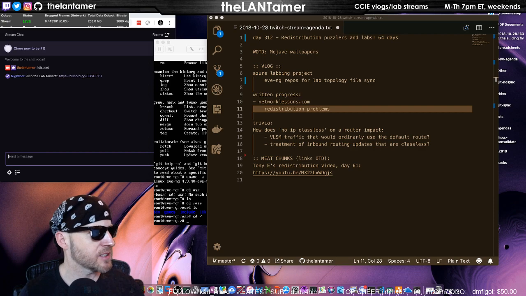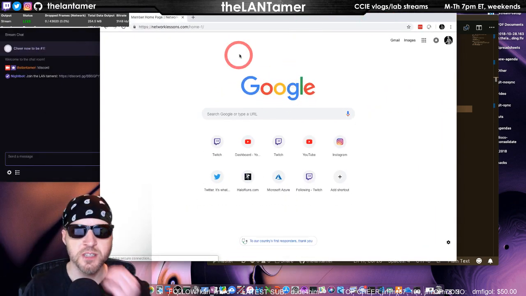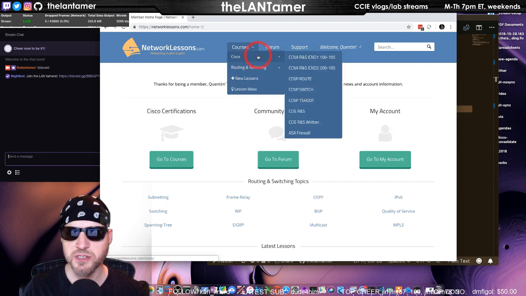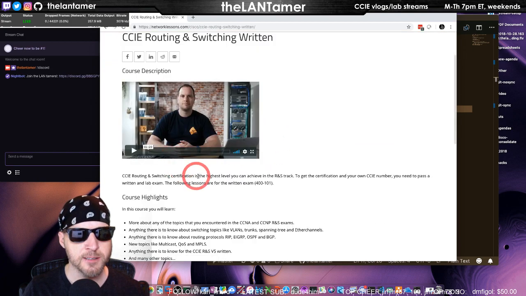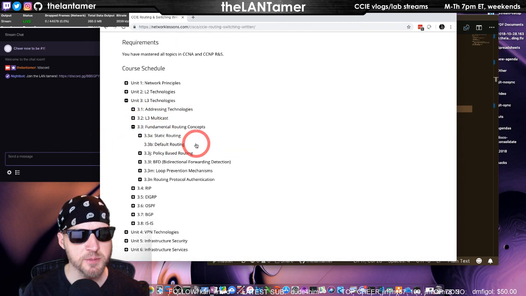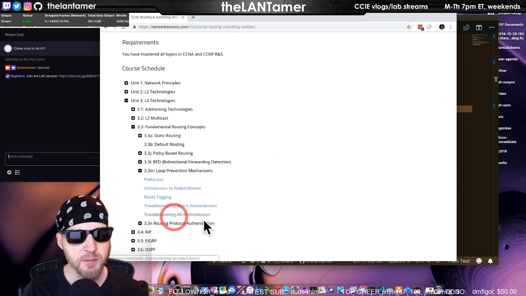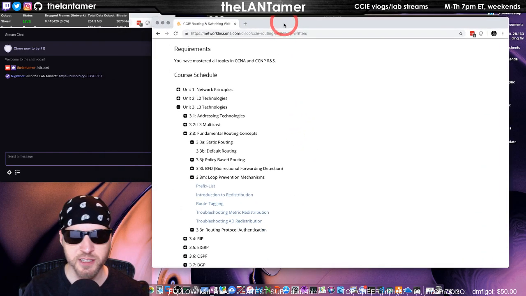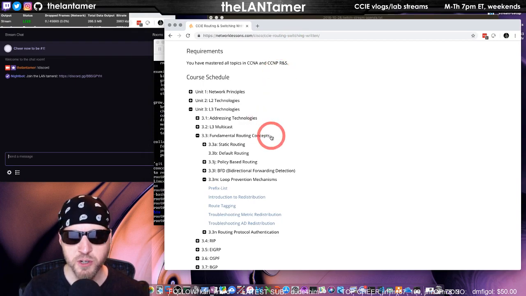Let's bring up the Network Lessons course, and I'll show you where I'm at. So we go to courses, Cisco, routing, CCIE, and switch written. We are on layer 3 technologies, still on fundamental routing concepts and loop prevention mechanisms. I've been working all day on this lab, which is troubleshooting AD redistribution. And then I remembered Tony E doing a lab on redistribution, and I wanted to go back now that I'm on that.